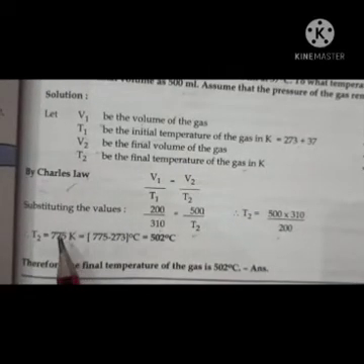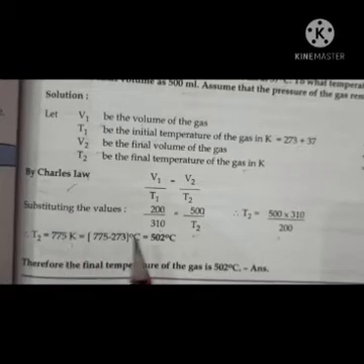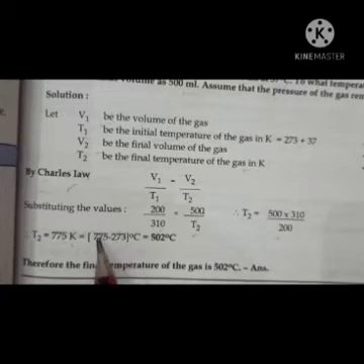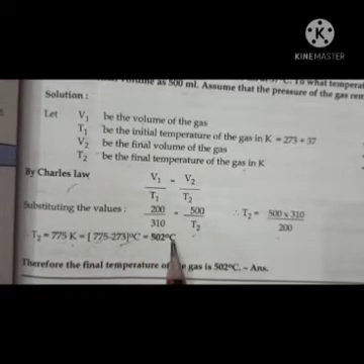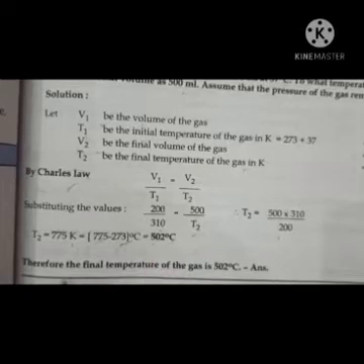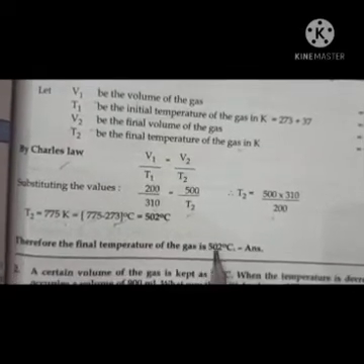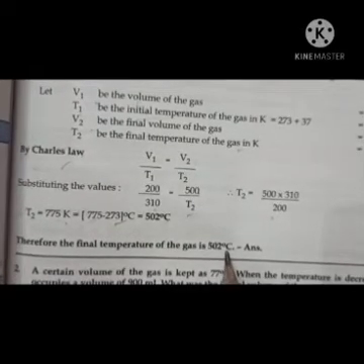775 Kelvin. But now you change this Kelvin into degree Celsius, and for that what you will do? Subtract 273 from this Kelvin temperature. So 775 minus 273 degrees Celsius is equal to 502 degrees Celsius. So what is the final temperature of the gas? That is your 502 degrees Celsius, right?